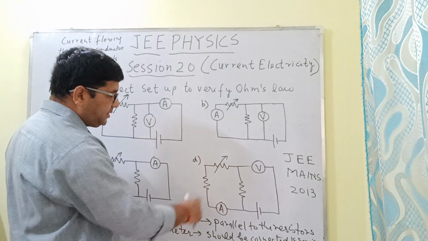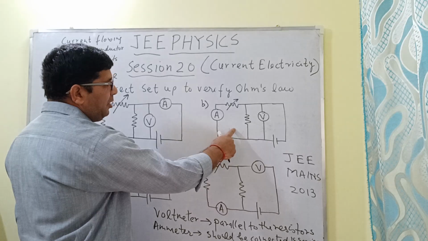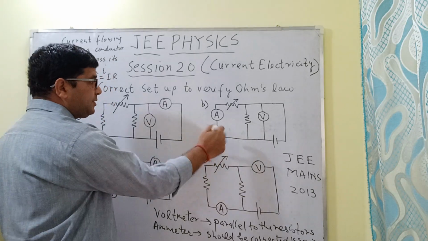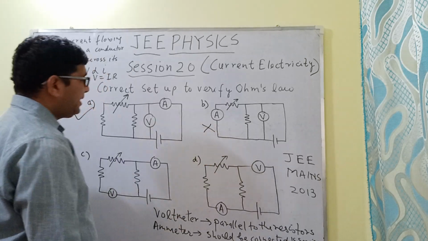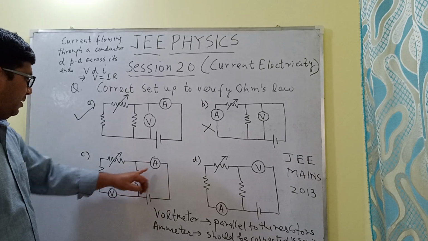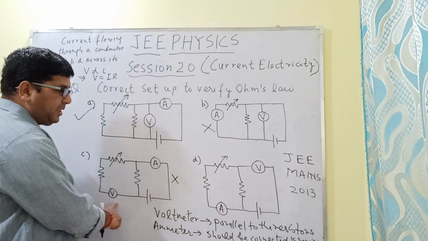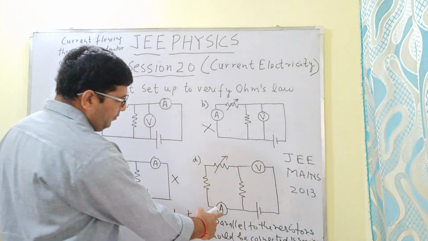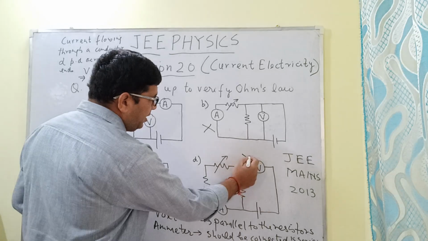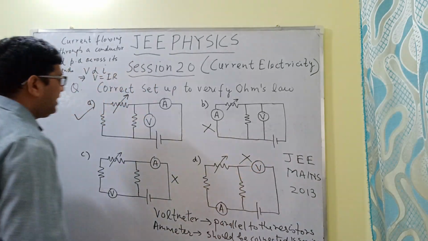If I take option B, in this the voltmeter is connected in parallel. However, the ammeter is also connected in parallel. So this is the wrong setup. Here the voltmeter is connected in series, and the ammeter is also connected in series. So this is also a wrong setup, because the voltmeter has to be connected in parallel to the resistor. Here the ammeter is connected in series, and the voltmeter is also connected in series. So this is also a wrong setup, because the voltmeter has to be connected in parallel. So the correct option is A.